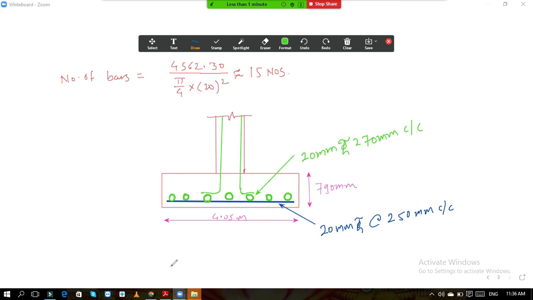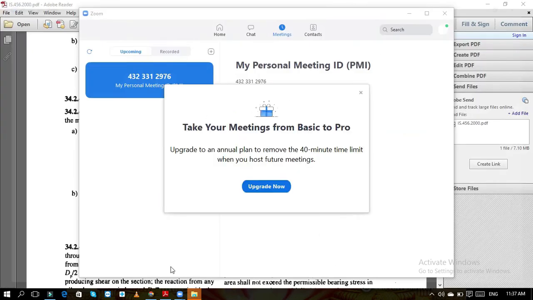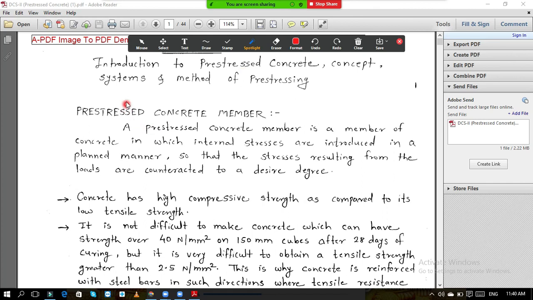Now we have taken one problem for rectangular footing and one problem for this square footing. Okay. So now unit number three and unit number four, that is retaining wall and water tank, we will take last. Now we will start with unit number 5, the second section, prestressed concrete: introduction to prestressed concrete, concept, systems and methods of prestress.